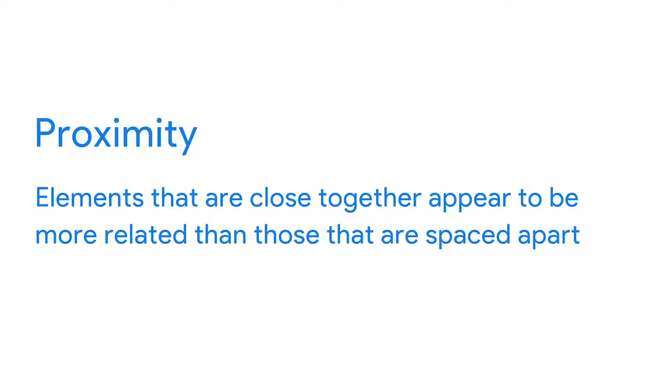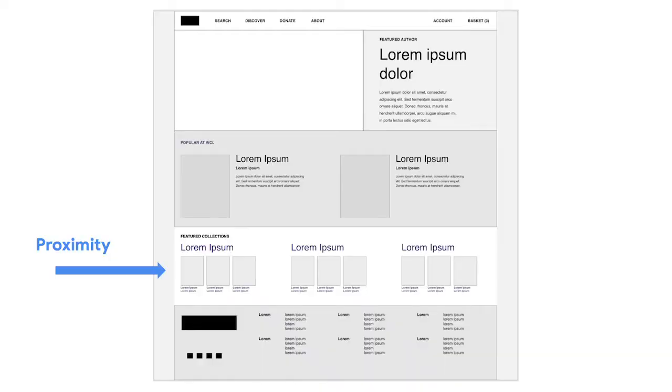Alright, let's investigate a second Gestalt principle that can help inform our wireframes: proximity. Proximity is a perception that elements that are close together appear to be more related than those that are spaced apart. In my wireframes of the Wisconsin County Library website, we can find the principle of proximity in action. Here's one. Notice the groups of 3 rectangles under the Featured Collections header. The first group of 3 rectangles is spaced close together, which indicates that they're related.